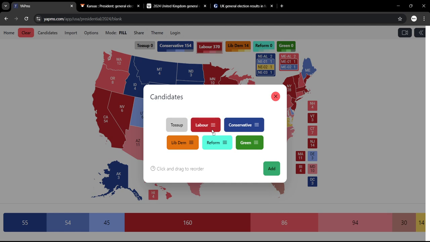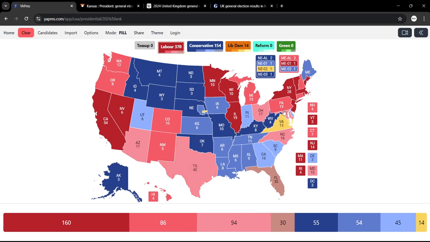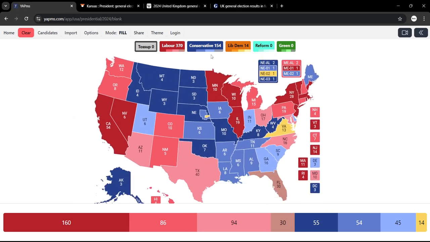And if we look at the results here, Labour 370 to 154, 14 for Lib Dems. They do get on the board in Virginia and Nebraska 2nd District. Reform takes 0, Green takes 0, but they do impact the vote share in certain places. Certainly Reform in Texas, maybe they are the reason that Texas doesn't go Conservative. But again, it wouldn't make a difference. Labour would win by over 100 points. So again, really a Labour wipeout in this case.